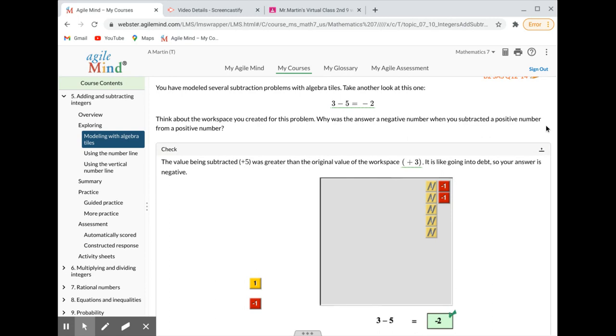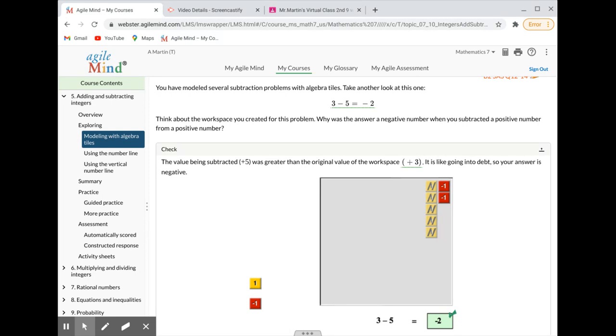You have modeled several subtraction problems with algebra tiles. Take another look at this one. 3 minus 5 equals -2. Think about the workspace you created for this problem. Why was the answer a negative number when you subtracted a positive number from a positive number? Keep going.